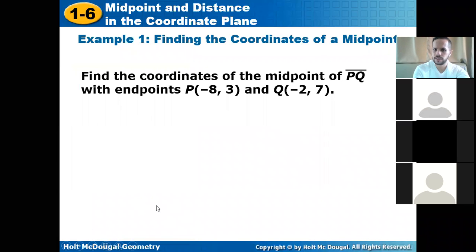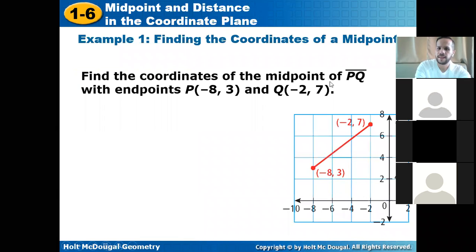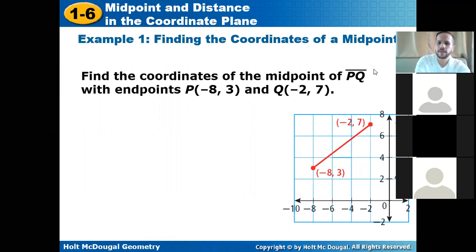Okay, so let's do this problem. Finding the coordinates of a midpoint. I'm gonna do it so we can see it. We're gonna use the formula, and if you put these ordered pairs in a graph, this is what it's gonna look like.